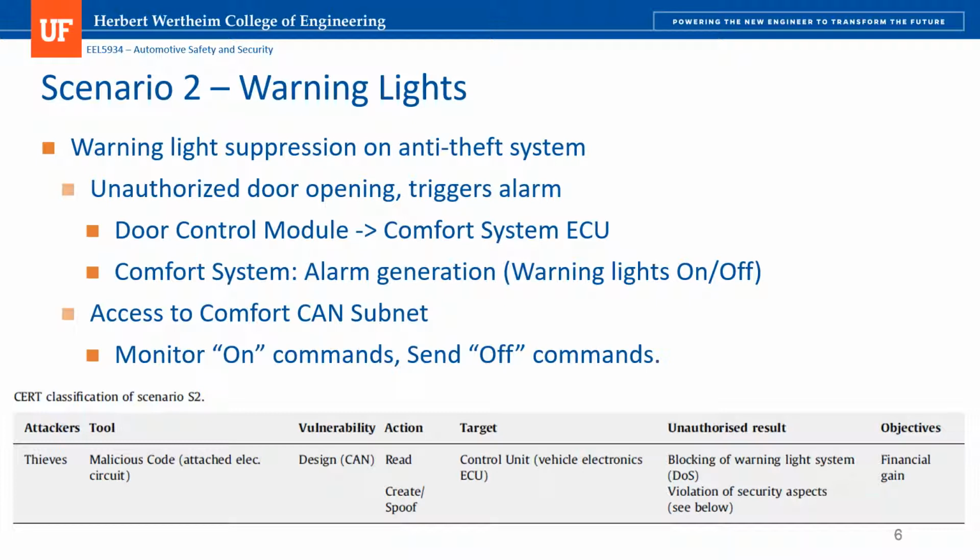This CERT classification below is also identified here, where the attackers in this scenario would probably be thieves. The tool, again, is malicious code. Their vulnerability is, again, the CAN network design, the CAN bus design. Their action is the same: they're reading and creating/spoofing CAN messages. The target is the control unit, in this scenario the comfort system ECU, and the unauthorized result is a denial of service attack blocking the warning light system. And the objective would be financial gain.